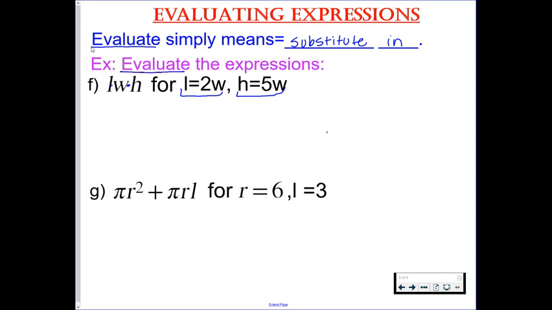So, since I'm evaluating this, I'm going to take what I'm given and substitute it in. L is 2W, so I'm going to substitute that in for L. W, I don't know what that is, so I'm just going to leave W where it's at. H, I'm told, is equal to 5W. So I substitute it in. Now I'm going to simplify this. 2 times 5 is 10. W times W times W is W to the third. So that's how you evaluate an expression.